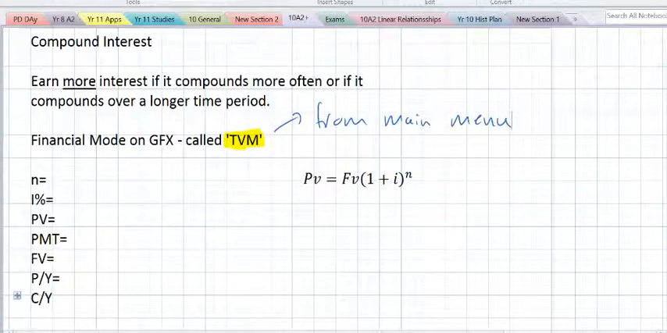Alright, so going through these things again. I'm going to start down near the bottom. What are C/Y and P/Y? Periods per year. And C/Y is always the same as P/Y.